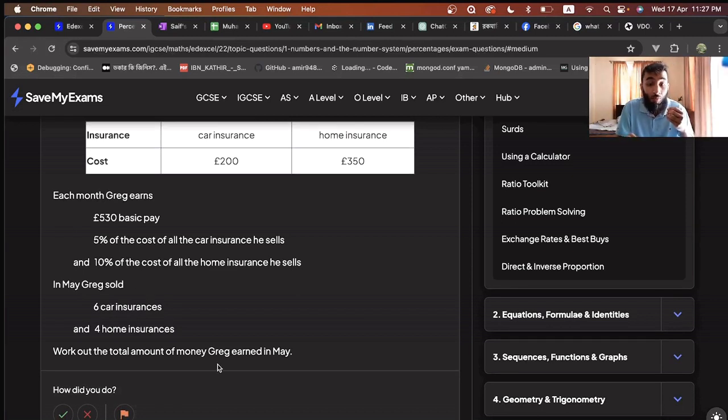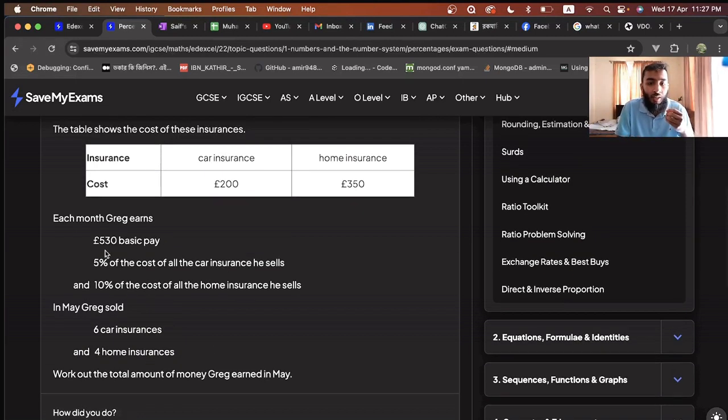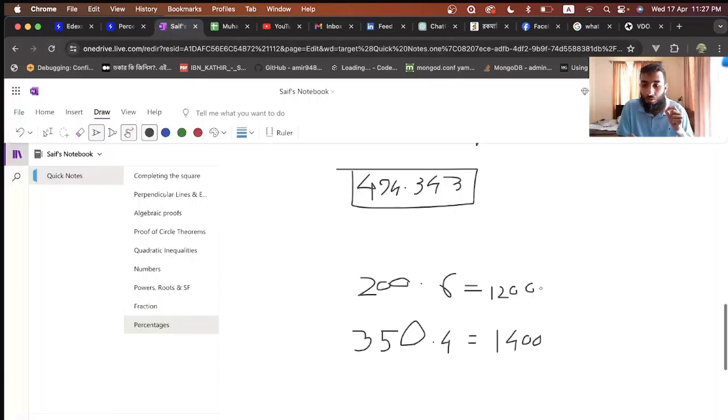So work out the total amount of money Greg earned. He earned 5% of the cost of all the car insurance he sells. So what is 5% of 1200?